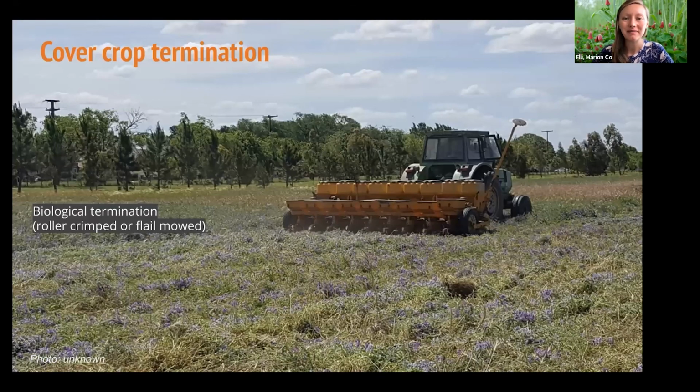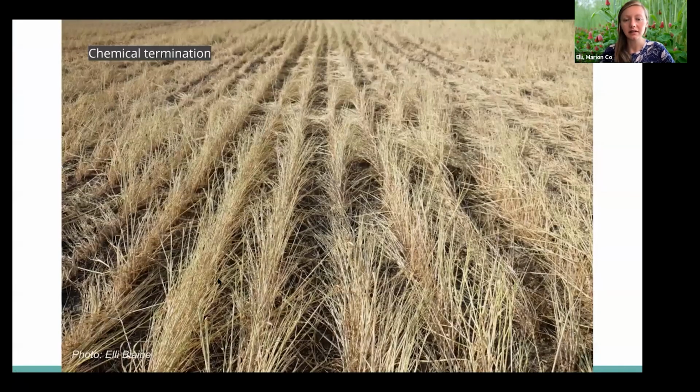So how do we manage cover crops in the spring? How do we terminate them? You may see on a large scale biological termination, like in this example, where the hairy vetch field was either roller crimped or flail mowed, I'm not sure. Or you could see what I shared before, which is chemically terminating those cover crops and then planting into the residue.